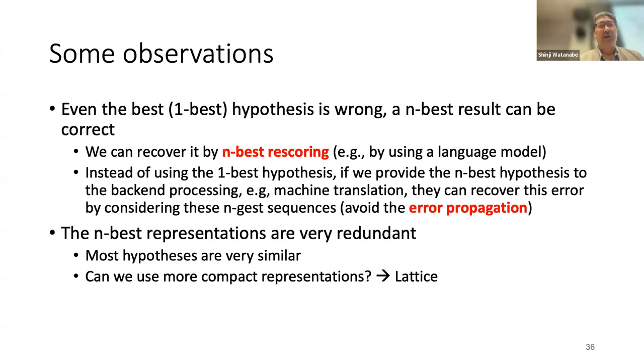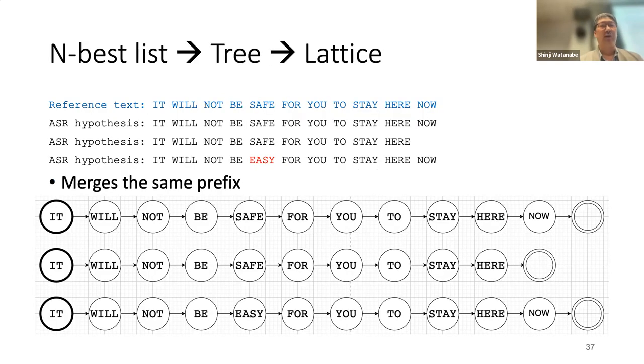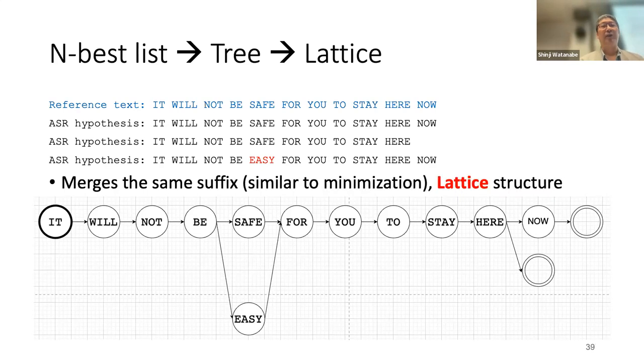However, NBEST is not a very efficient way because, for example, these three sentences are almost the same, right? Only this part is wrong, and this part. But they use this kind of representation. It's not efficient. So people are actually using a representation called lattice.